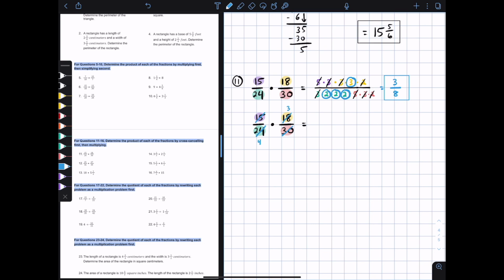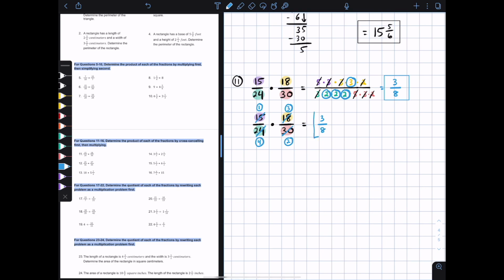15 divided by 15 is 1, and then 30 divided by 15 is 2. If you didn't see 15 on the first try, you could start with 5, then use 3 after, or you can use 15 at once if you see it, okay? 1 times 3 on top is going to be 3. And on the bottom, this 4 times 2 gets you the 8.